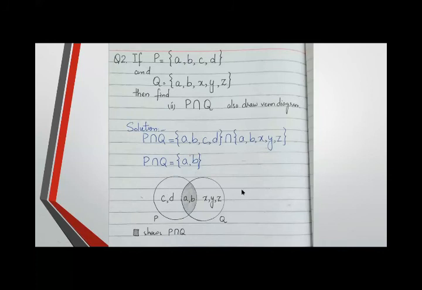The second circle shows the Q set. Now, firstly, we put the common element, the same element in both groups, which are A and B. So in the central part of this diagram, firstly we write A, comma, P. And the remaining elements in set P are C and D. And the remaining elements of set Q are X, Y, and Z. Here, students, we shade only the central part of this diagram because it shows P intersection Q.